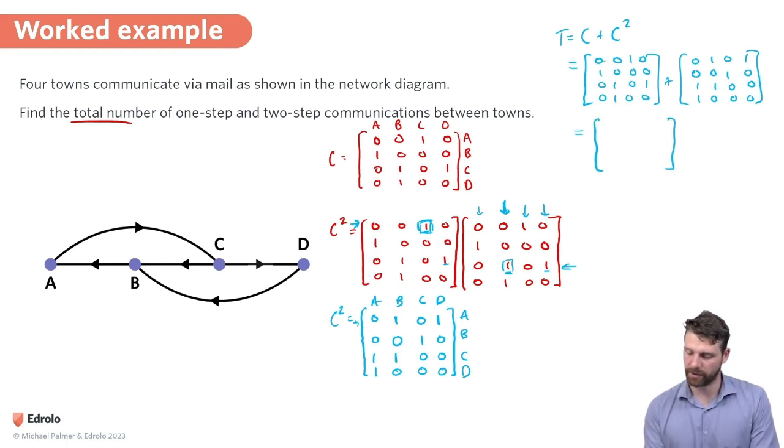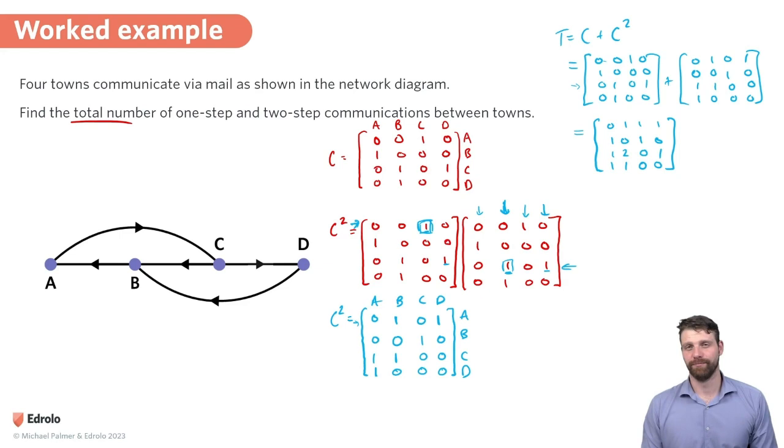I can see 0, 0, 1, 0 plus 0, 1, 0, 1 should give me 0, 1, 1, 1. And then adding the second row should give me 1, 0, 1, 0. Adding the third row should give me 1, 2, 0, 1. And adding the fourth row should give me 1, 1, 0, 0.